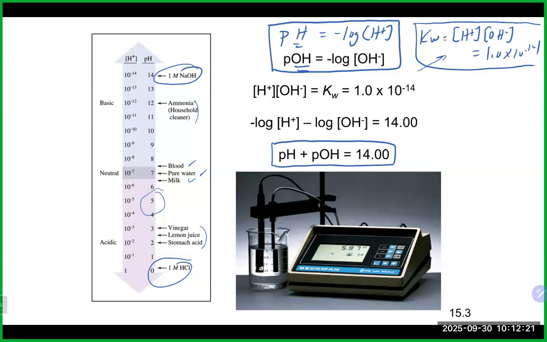You could take the OH minus and convert it into the H plus and then go into the pH equation. So you do have a few different ways. They all should give you the same thing.